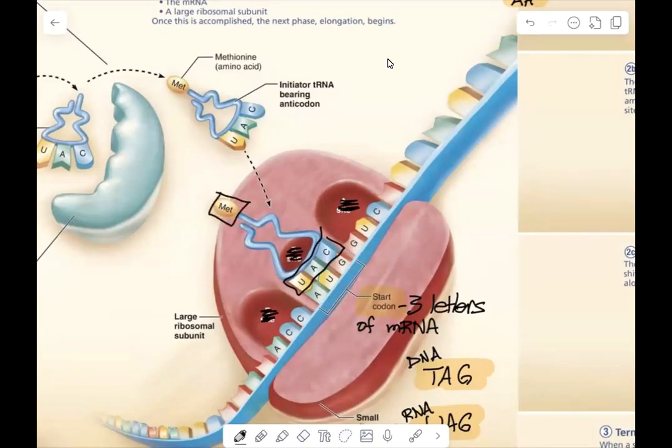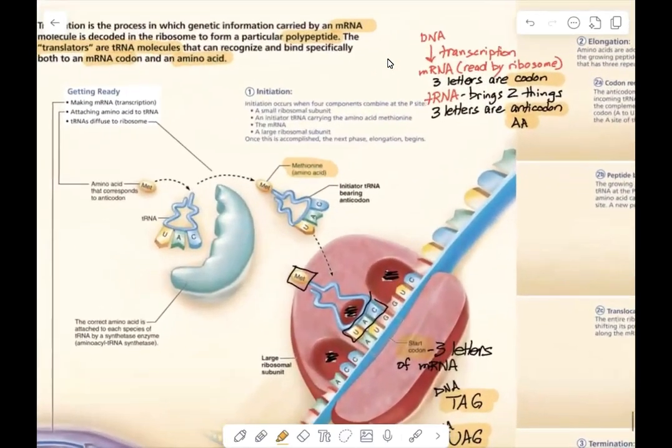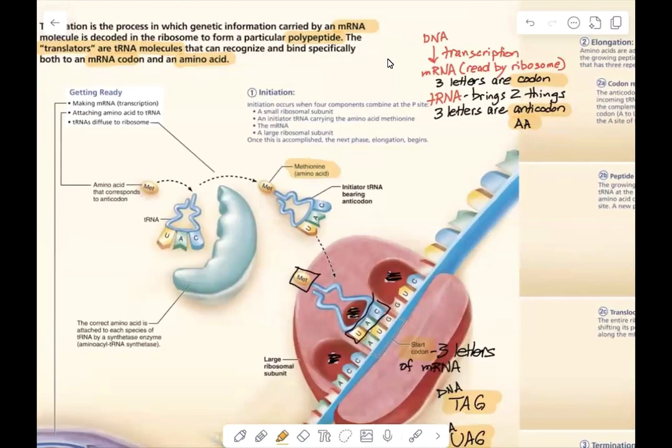And again, you don't have to know the names of amino acids. This just happens to be methionine. There's an enzyme that makes each tRNA molecule. That's not important to know either. But again, the tRNA brings 2 things with it. It has the anticodon, which are these 3 letters, and it brings a corresponding amino acid.